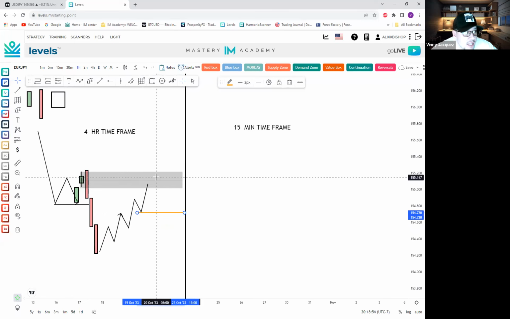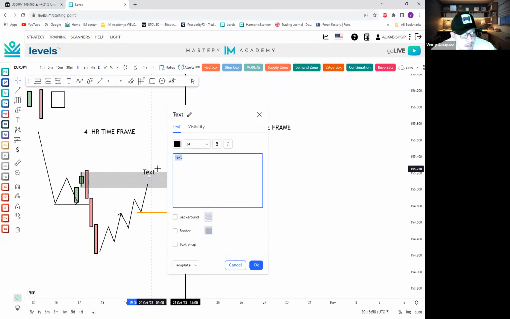So boom, market touched our zone. First touch, test trade, let's just say 0.01. 0.01 test trade. Oh, I cannot spell.